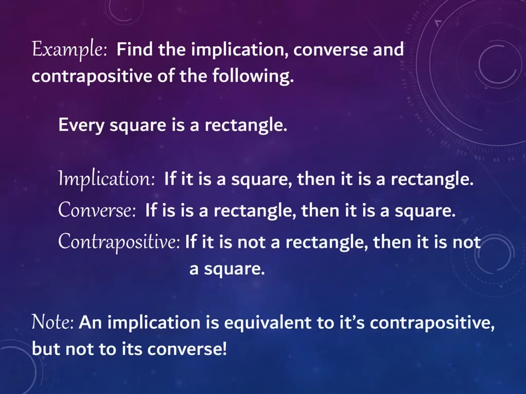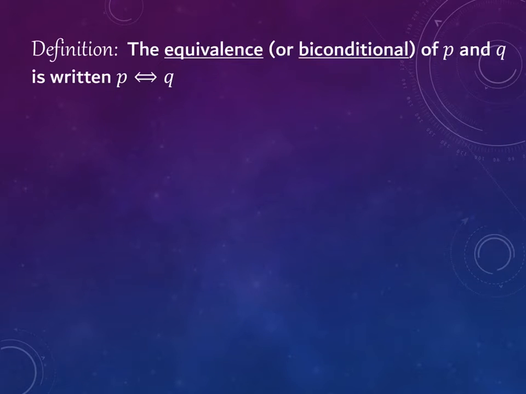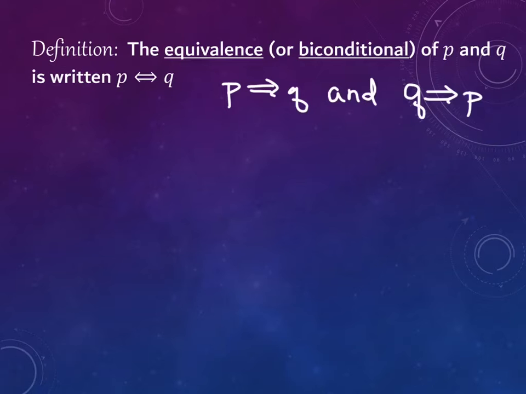So what we're going to look at next is something called a biconditional. This is new. Okay. So the equivalence or biconditional of P and Q is written with a double-ended arrow. And what it actually means is that P implies Q and Q implies P. That's sort of the notational meaning.